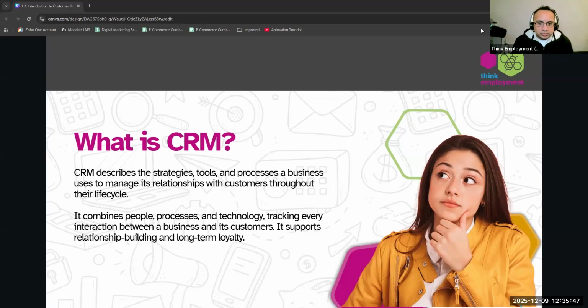When we talk about CRM, we're not just talking about a piece of software. It's actually a full approach to managing customer interactions, from the first contact all the way through to the after sales support. Okay.